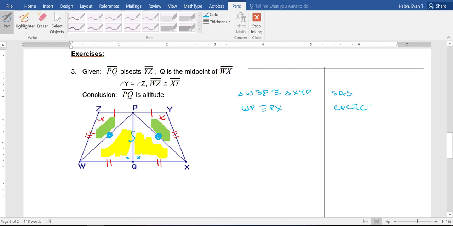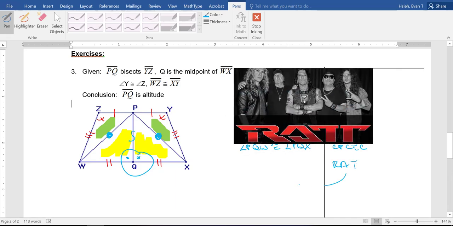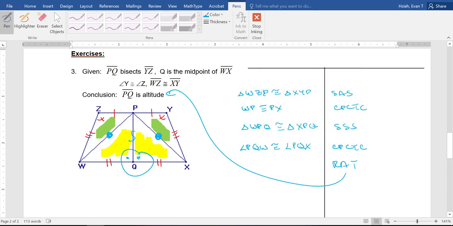Because if I do that, then I can go ahead and prove the two yellow triangles congruent to each other by SSS. So it's going to be triangle WPQ congruent to triangle XPQ by SSS. And now I can say that these two bottom angles are congruent, so angle PQW is congruent to angle PQX by CPCTC. Then I can do a RAT, and then go from there to an altitude, just like we did on problem number 2 on the front side.